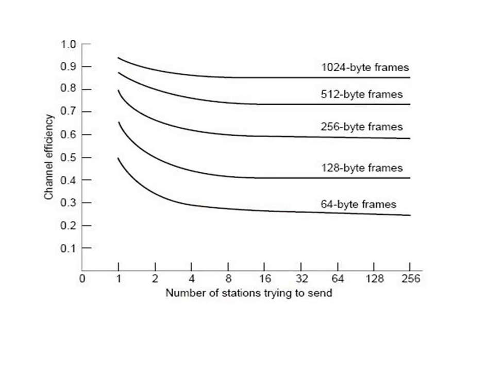Now you can see this is a chart where the number of stations are trying to send frames. As the number of stations increases, the channel efficiency also decreases.